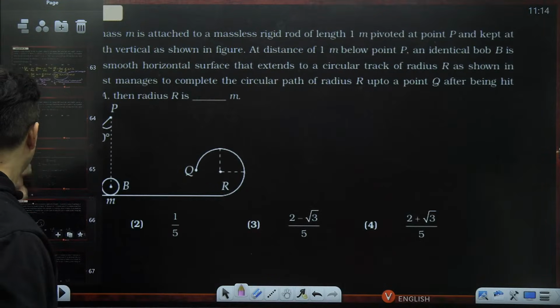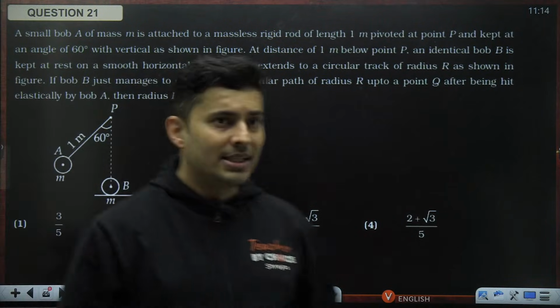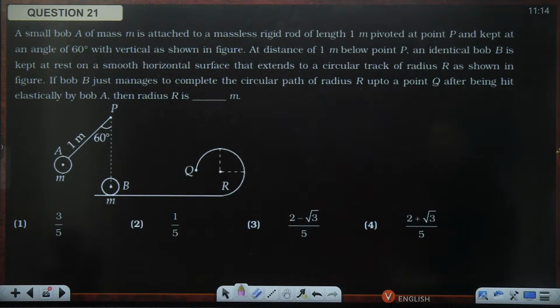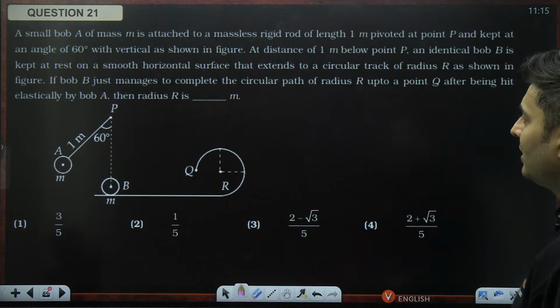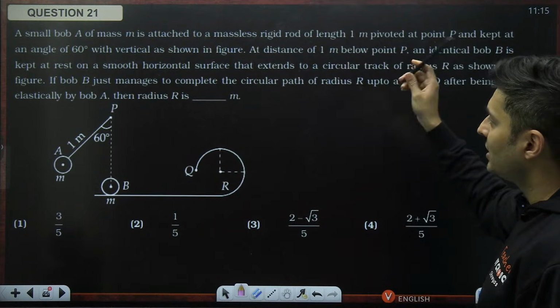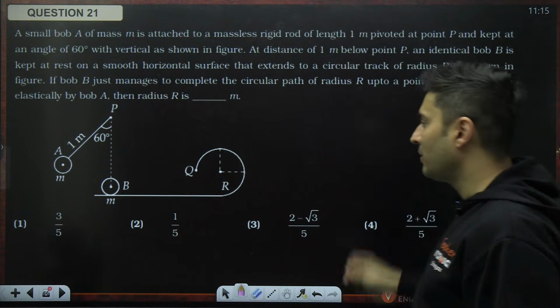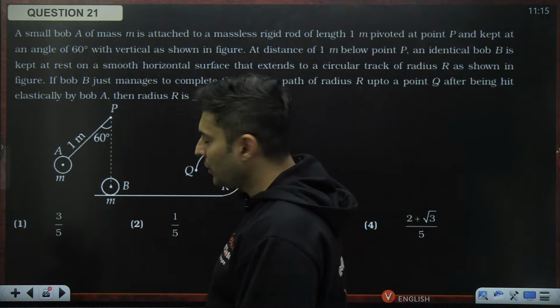Next one on your screen. There is a bob which is attached to a massless rod of length 1 meter pivoted at a point, and the distance is given. Bob is kept at rest, smooth surface extends to a track, and it just manages to complete the circular thing. So I'll explain it to you in a bit.